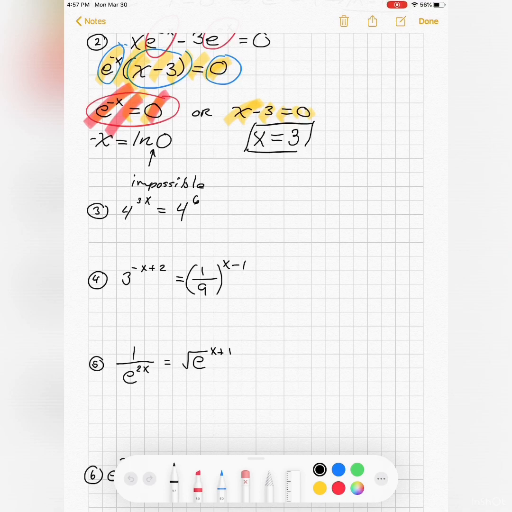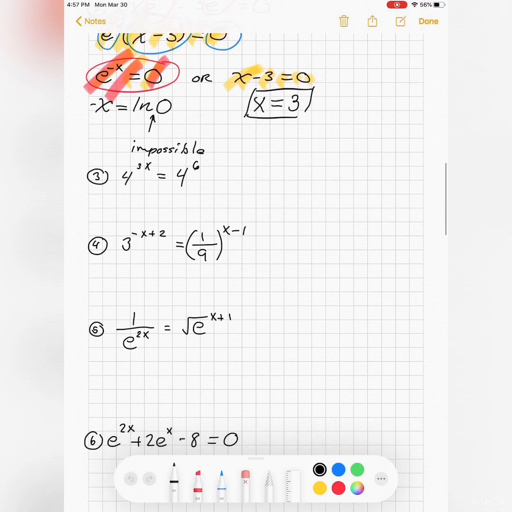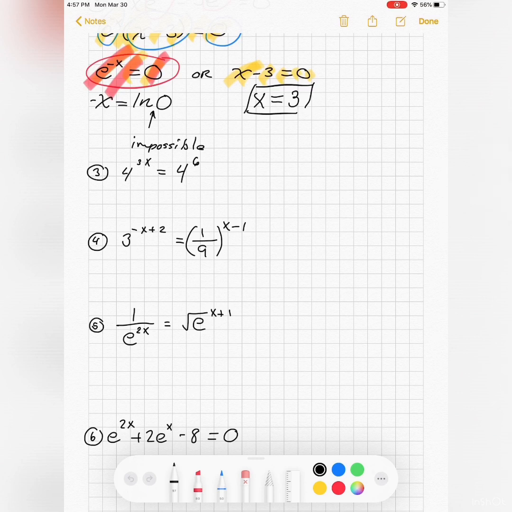What about for number 3, something like 4 to the 3x equals 4 to the 6th? Here we have an exponential equation. Actually, we have the same base on both sides. So the only way it's going to be possible for these two quantities to be equal is if the exponents are also equal. So we would conclude that 3x has to be equal to 6. Therefore, x must be equal to 2.